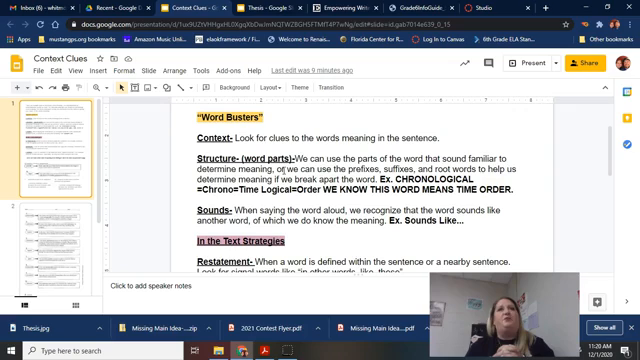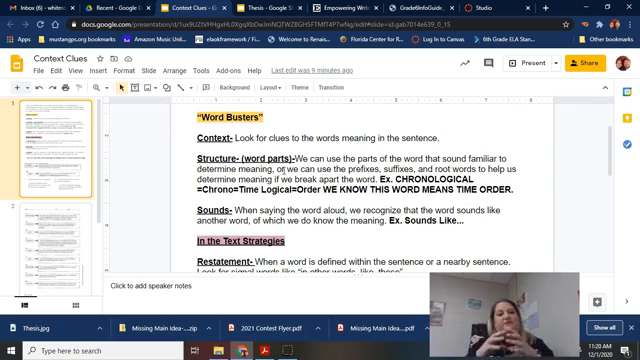For example, if you have the word diction, okay, what does that sound like? Or dictate, what does that sound like? Okay, so diction has to do with wording, and so we know that the dictionary is full of words. So diction sounds like dictionary, so I'm going to make the inference that diction probably has something to do with words. That's how you would use a sounds like, okay? That's probably the least effective way to get the meaning, but it is a strategy and it can be helpful because I would rather you use a least effective strategy than not use one at all. Okay, so those are word busters.